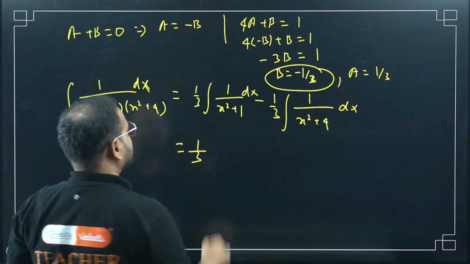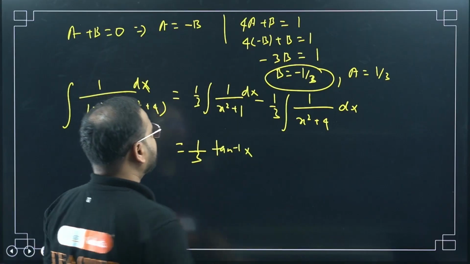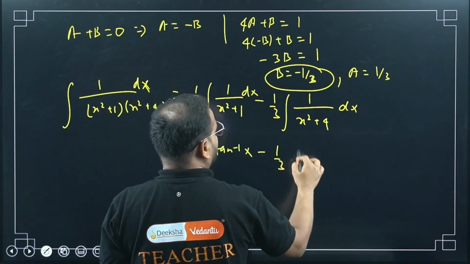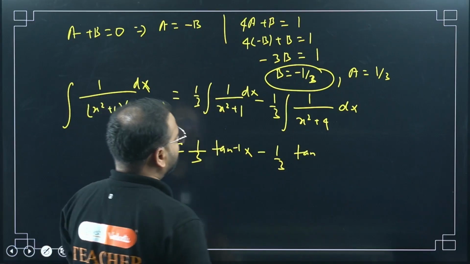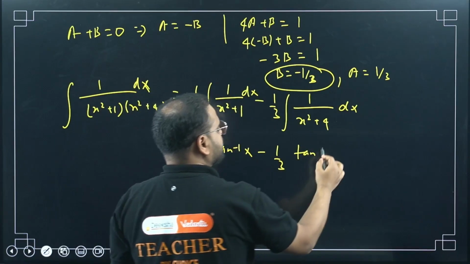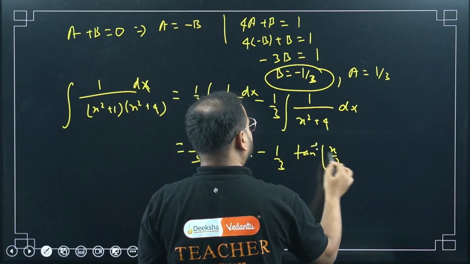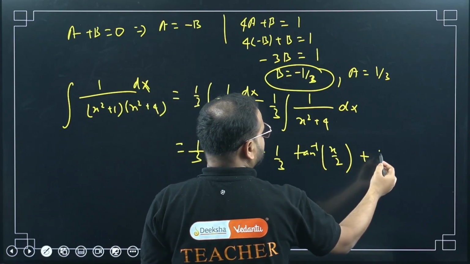1 by 3, a square plus x square, simply tan inverse of x. What about here? Minus 1 by 3 tan inverse of, how much is this? Tan inverse of what? x by a. So this is x square plus 2 square, right? So tan inverse of x by 2, and plus c will come. Okay, plus c will come.